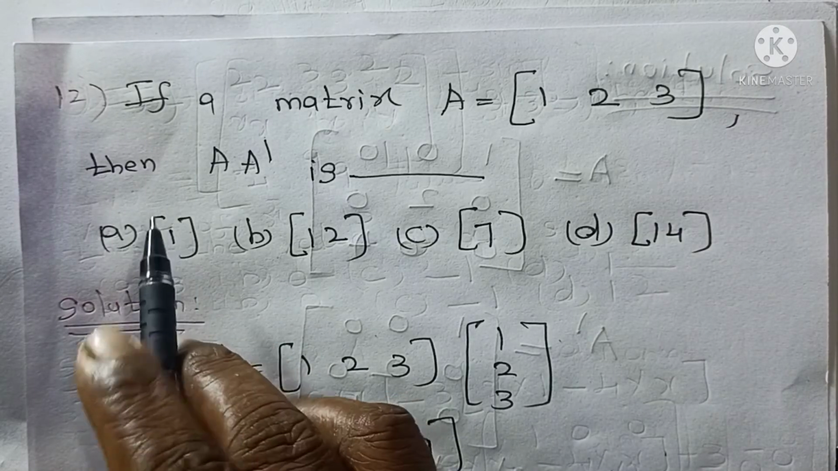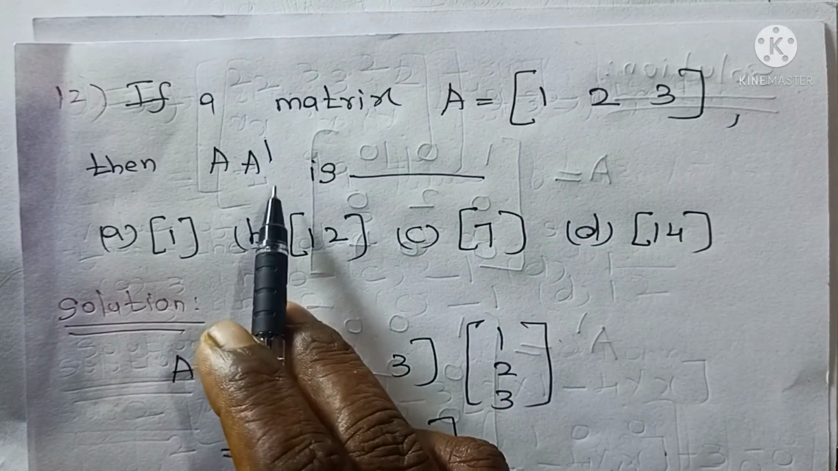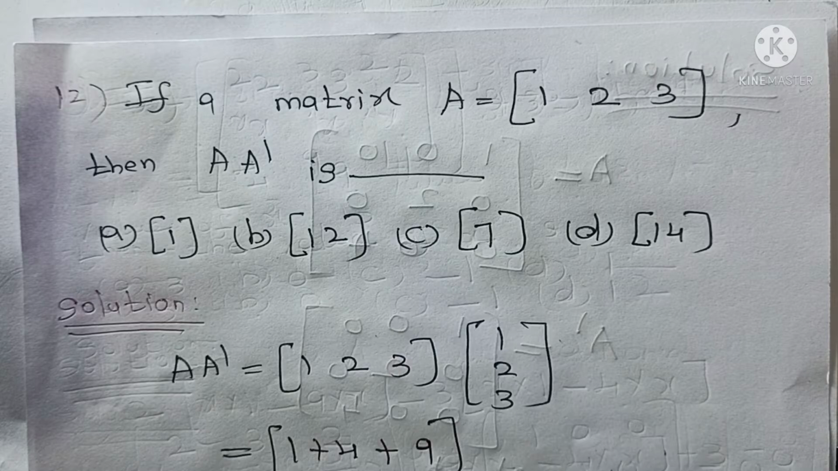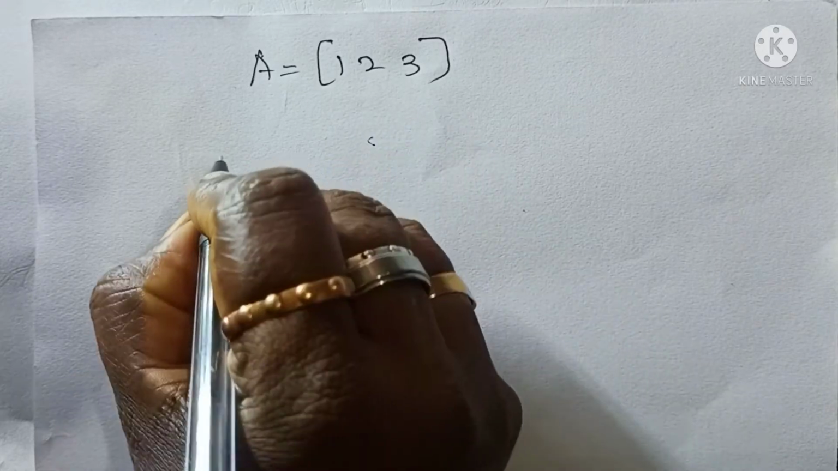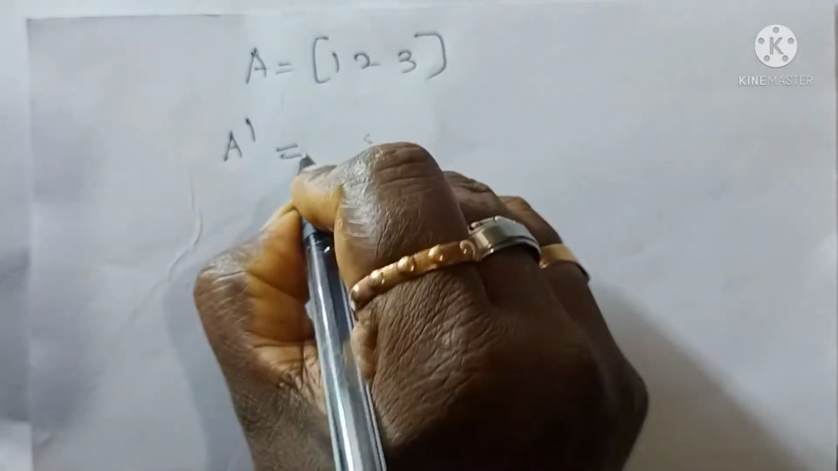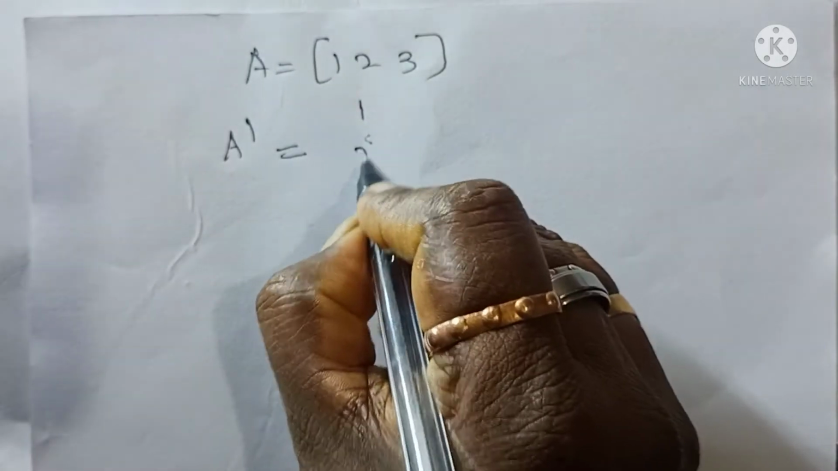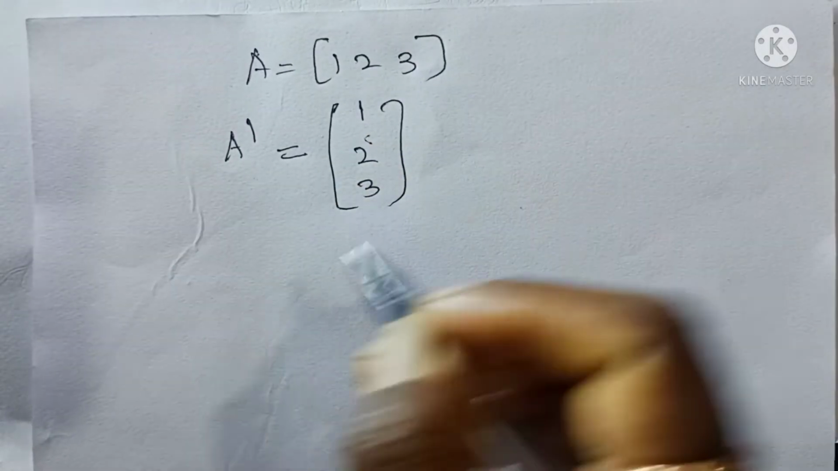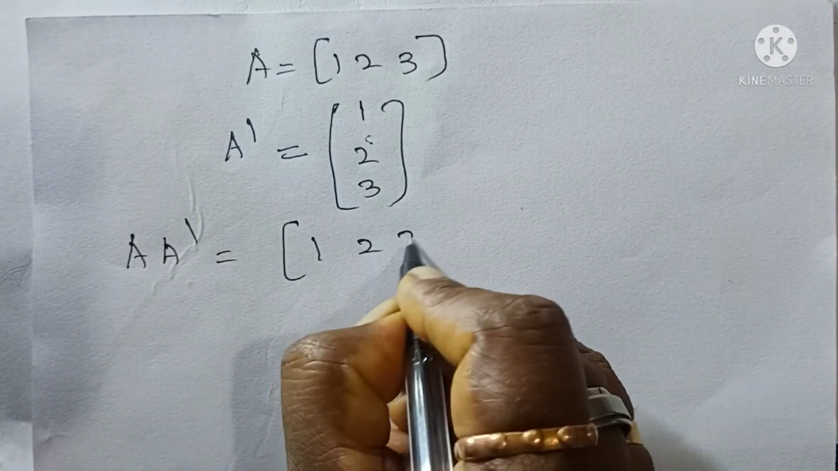Now let's move on to 12th question. If a matrix A is equal to 1, 2, 3, then A dash is dash. We have to find A dash. They have given A is equal to 1, 2, 3. Then we have to write A dash, correct. A dash means we have to interchange rows and columns. So 1, 2, 3. Then we have to find A dash which is equal to 1, 2, 3.